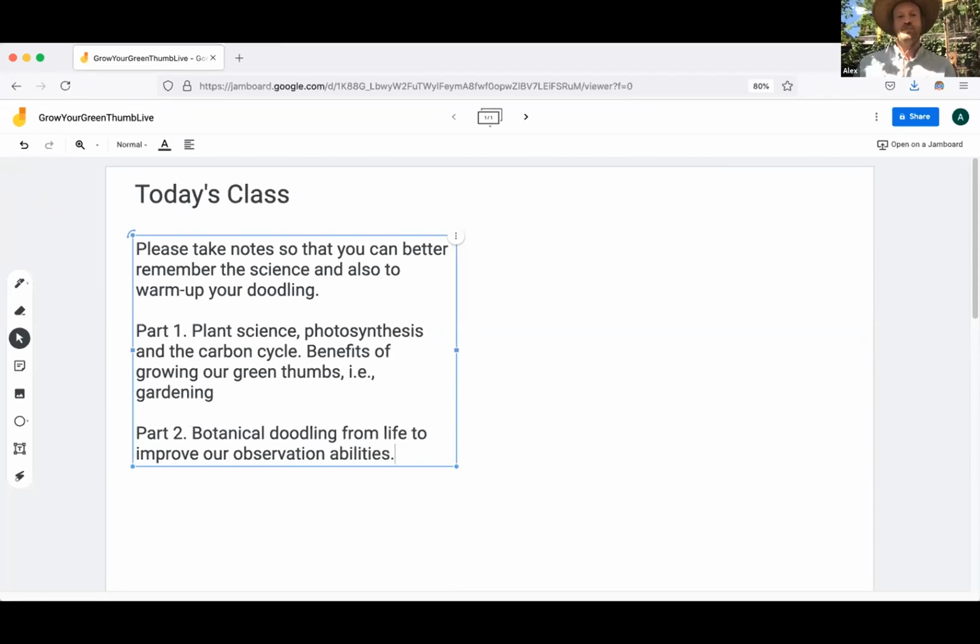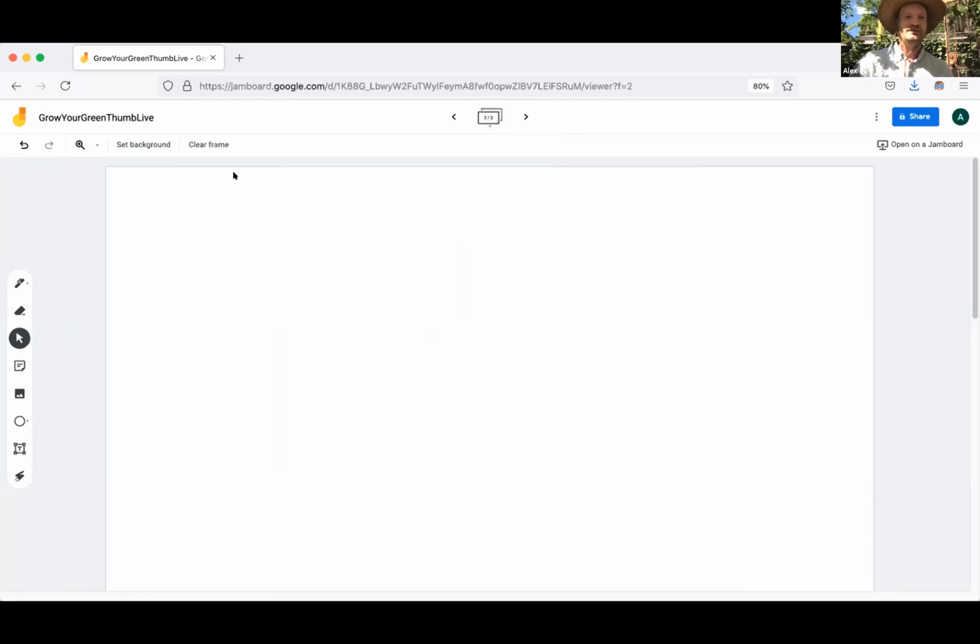As you know, the first part of the scientific method is observation. Building our ability to do observation actually builds our ability to think and to do science, also to garden. Okay, so we'll go to the next page.